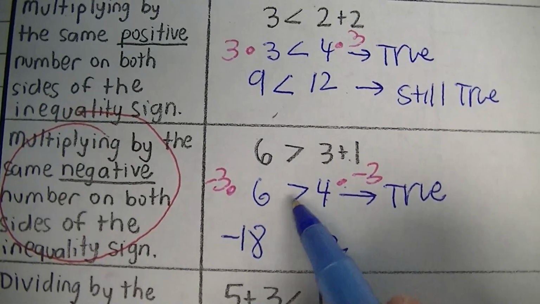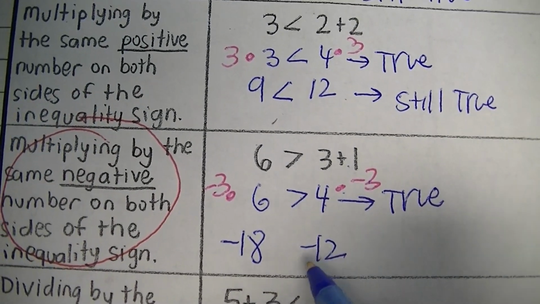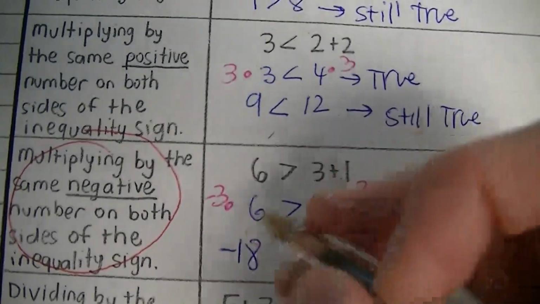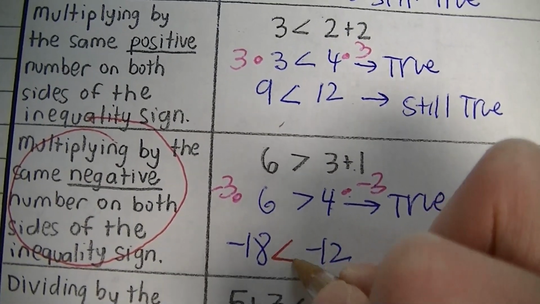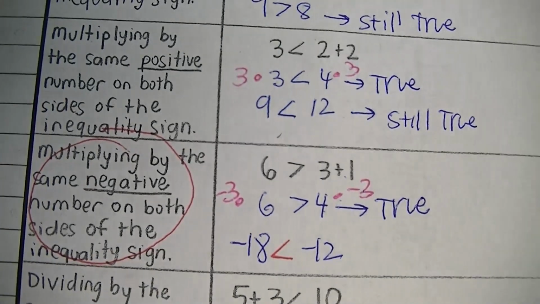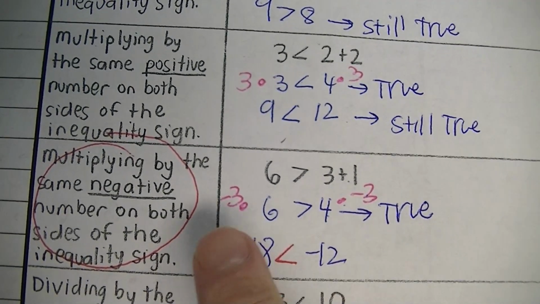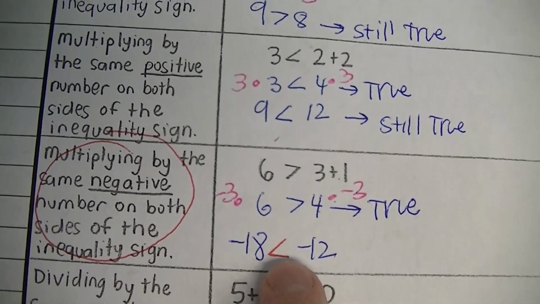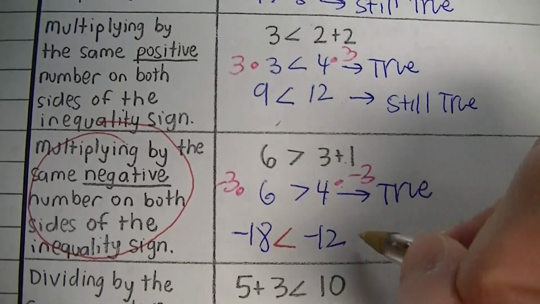Now, is the left side still bigger than the right side? No, it's not. This is where you need to reverse the sign. See what happened here? When you are solving an inequality with variables and you multiply both sides by the same negative number, at the very end you've got to flip the sign to keep it a true statement, because this right here is false.